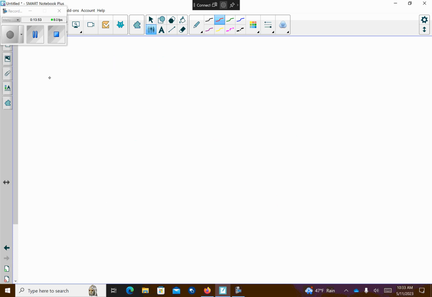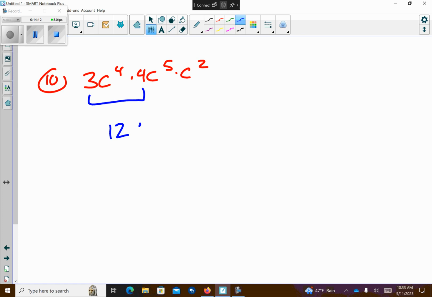Moving on. Number 10. 3c to the 4th times 4c to the 5th times c to the 2nd. Thoughts? Okay, so 3 times 4 is 12. And then what do I do with the c's? These all get added. So 4 plus 5 is 9. 9 plus 2 is 11. Done.